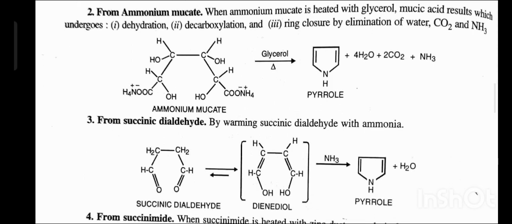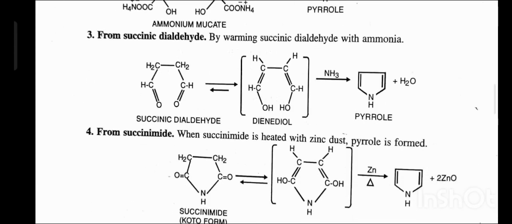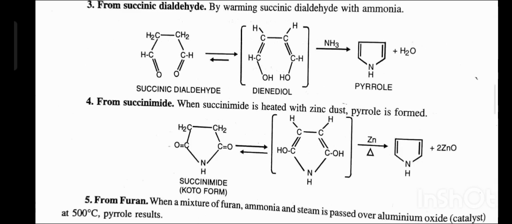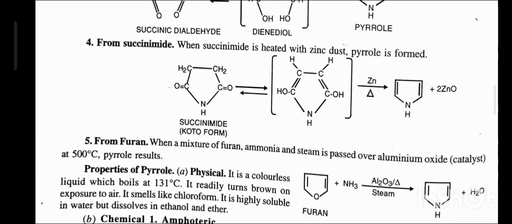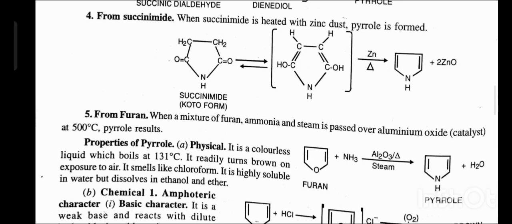From succinic dialdehyde. By warming succinic dialdehyde with ammonia, pyrrole is given. Succinimide. When succinimide is heated with zinc dust, pyrrole is formed. From furan. When a mixture of furan, ammonia and steam is passed over Al2O3 at 500 degrees Celsius, pyrrole results.